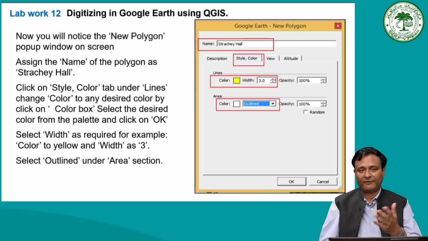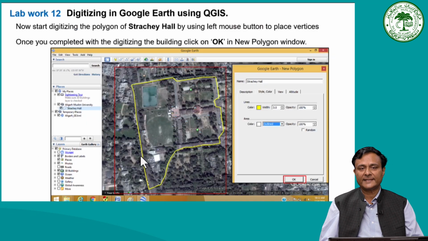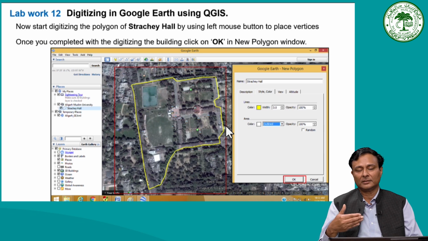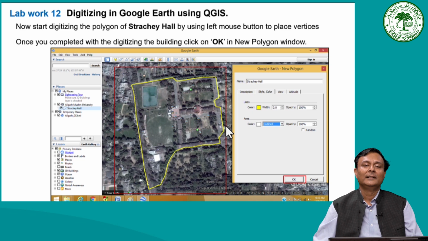I have highlighted this because I want the polygon which I have digitized to be more visible on the Google Earth image. Now you can see that when I digitize the SS hall, it is more clearly visible because of its prominent color contrast over the image, that is yellow, and the width of the polygon line is also quite thick. It is 3, so it can very easily be recognized and viewed.